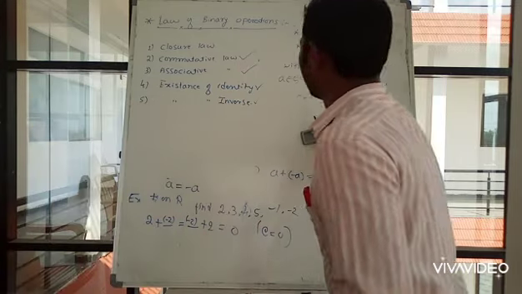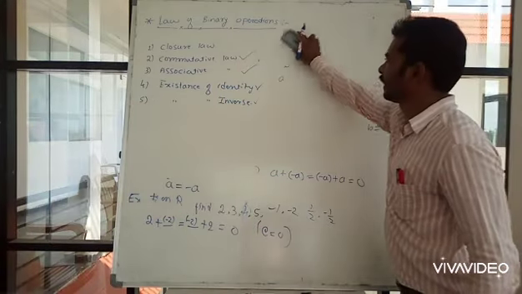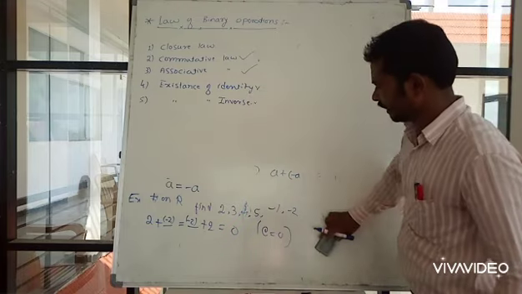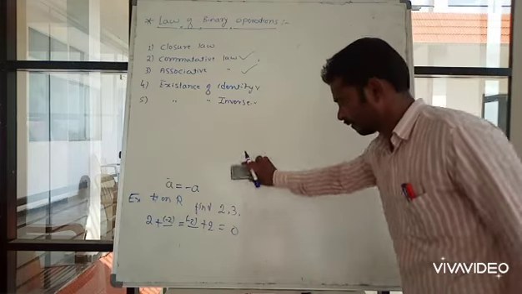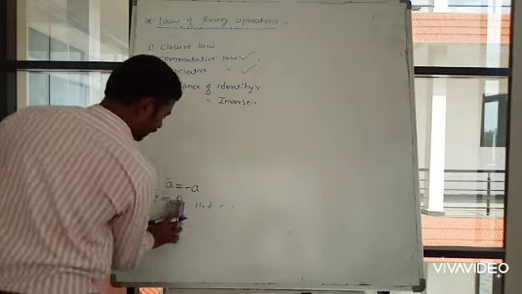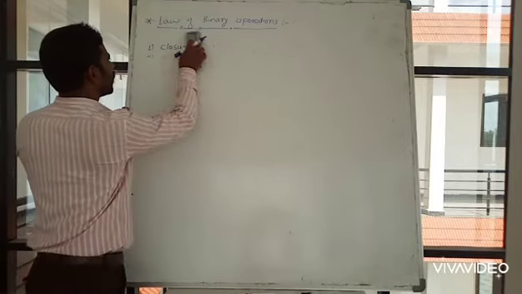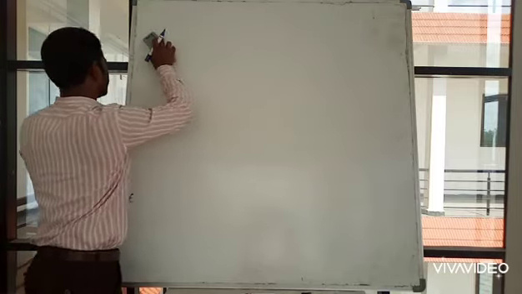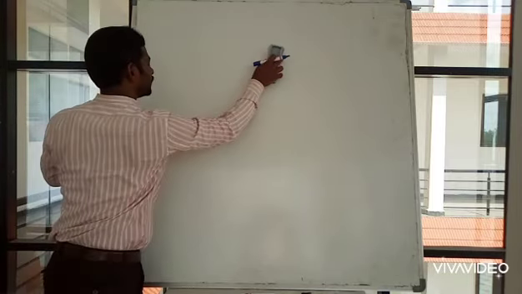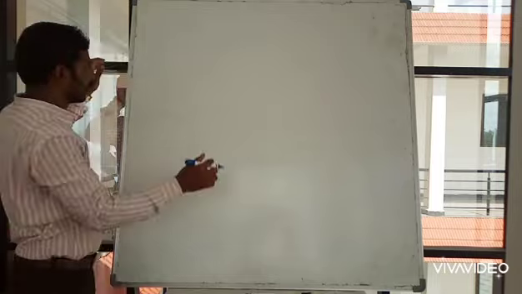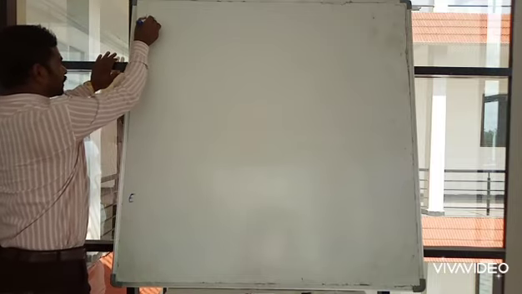So these are the laws of binary operations. Next, examples on the laws of binary operation. Examples. See, there is an example.